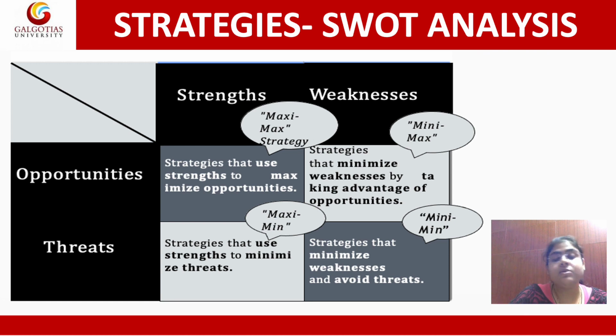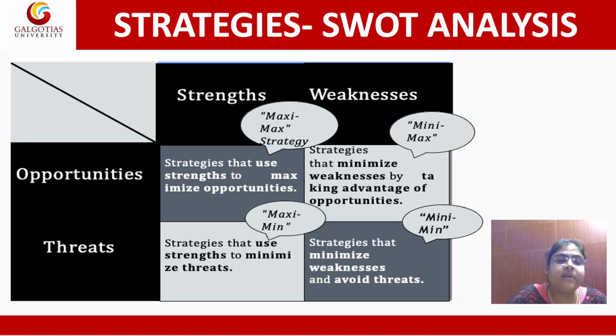So these are the questions of which we need to find out the answers. What are the strategies which are related to it? The first solution of the matrix question in the previous slide is strategies that use strengths to maximize the opportunities. What does it show? That we need to use our strengths to maximize the opportunities. In that case, we need to use the maxi-max strategy. That is, we need to use the maximum of strengths to gain the maximum from the opportunities which we are getting.